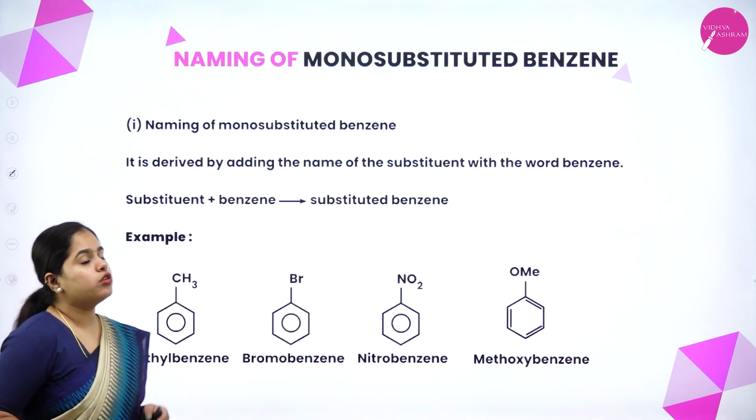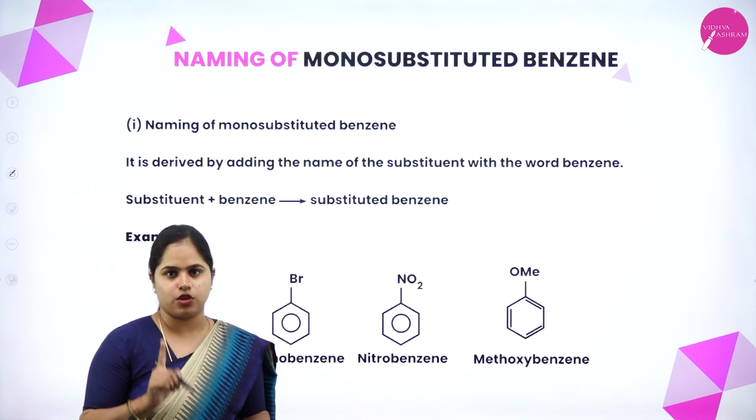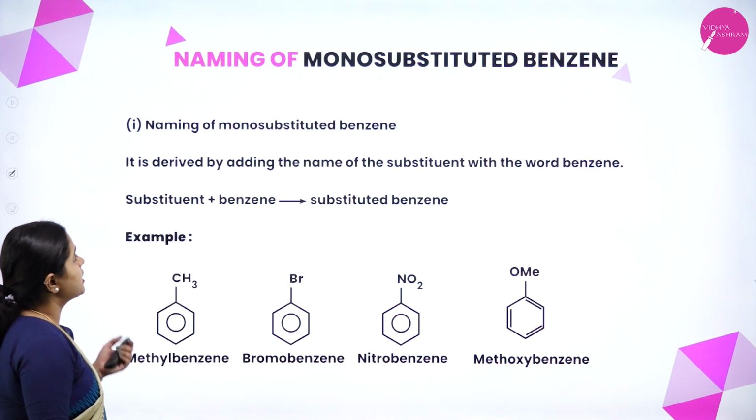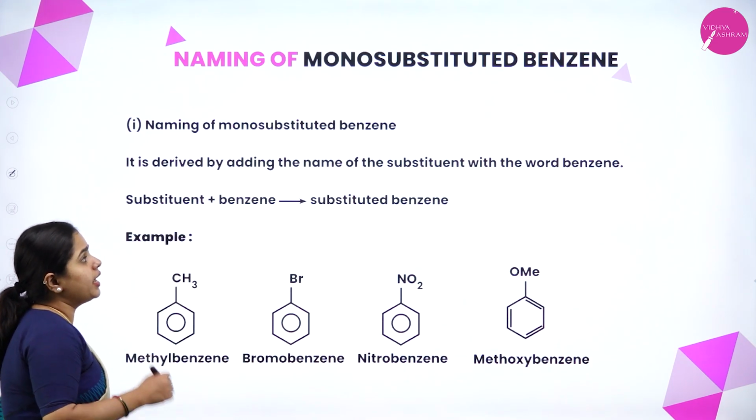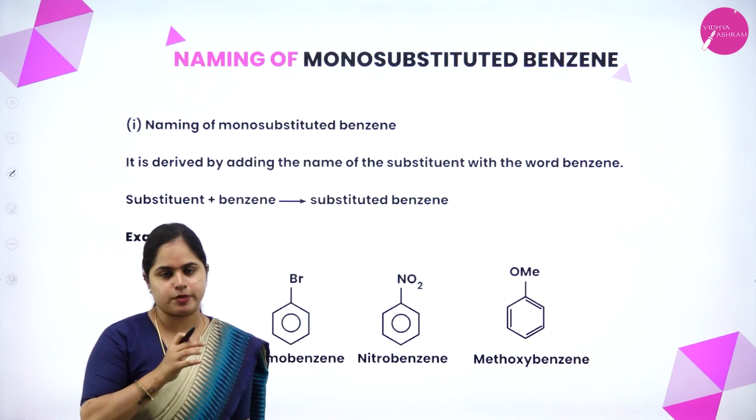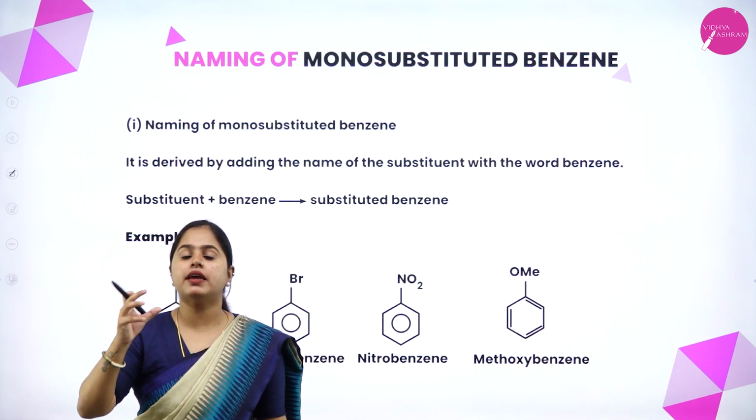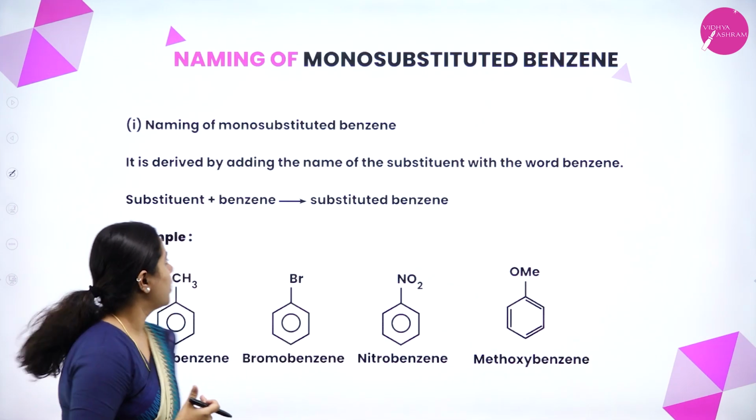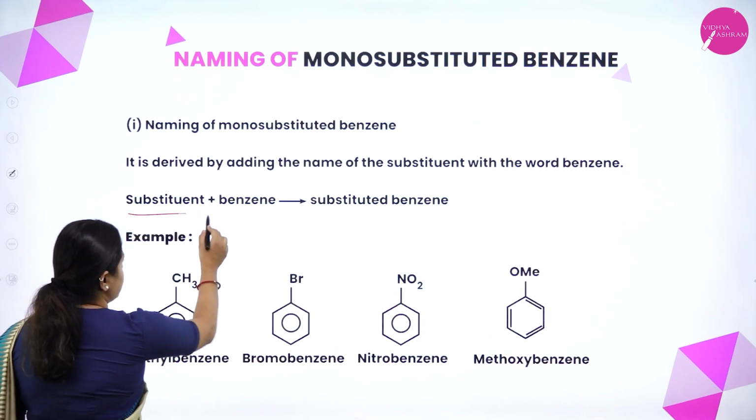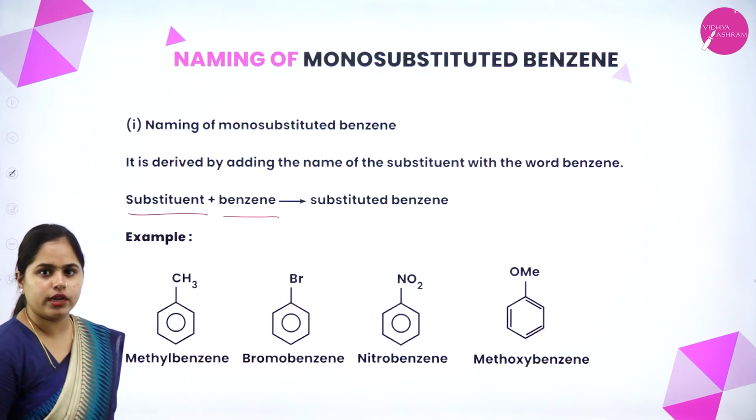The naming of monosubstituted benzene. That is, only one substituent will be present on the benzene. So in this case, it is derived by adding the name of the substituent with the word benzene. Whichever substituent is present there, that will be named as the prefix and the name will end with benzene. Okay? Yes. So that means the substituent name plus benzene will give you the name of the organic compound.